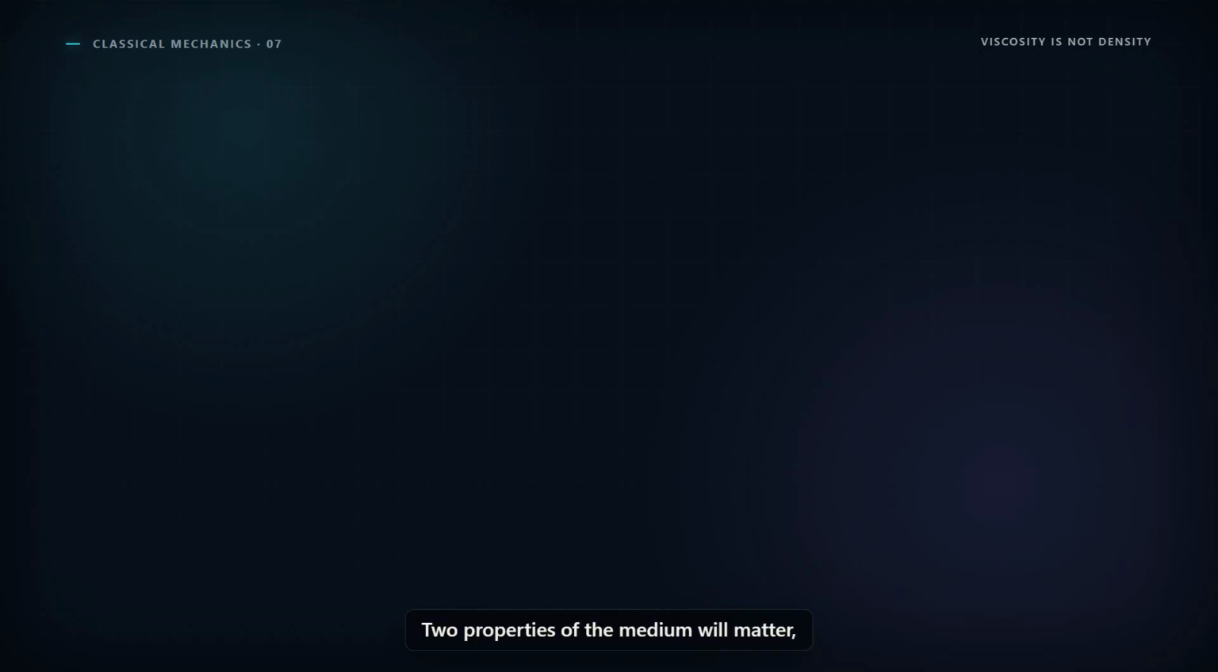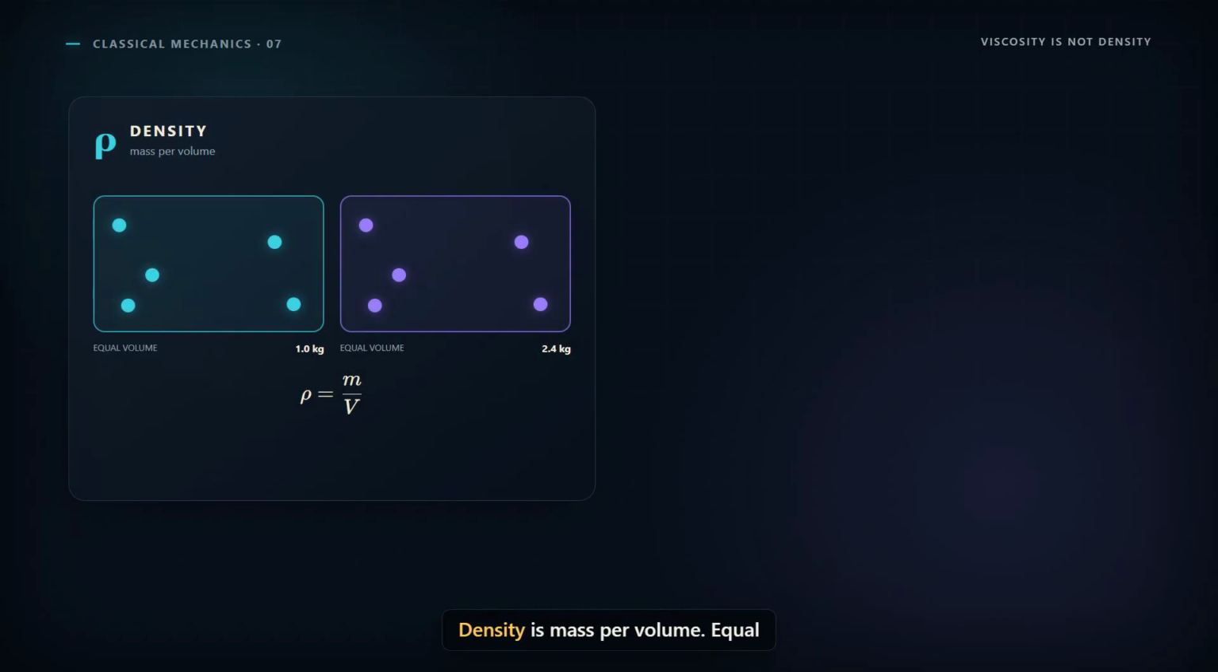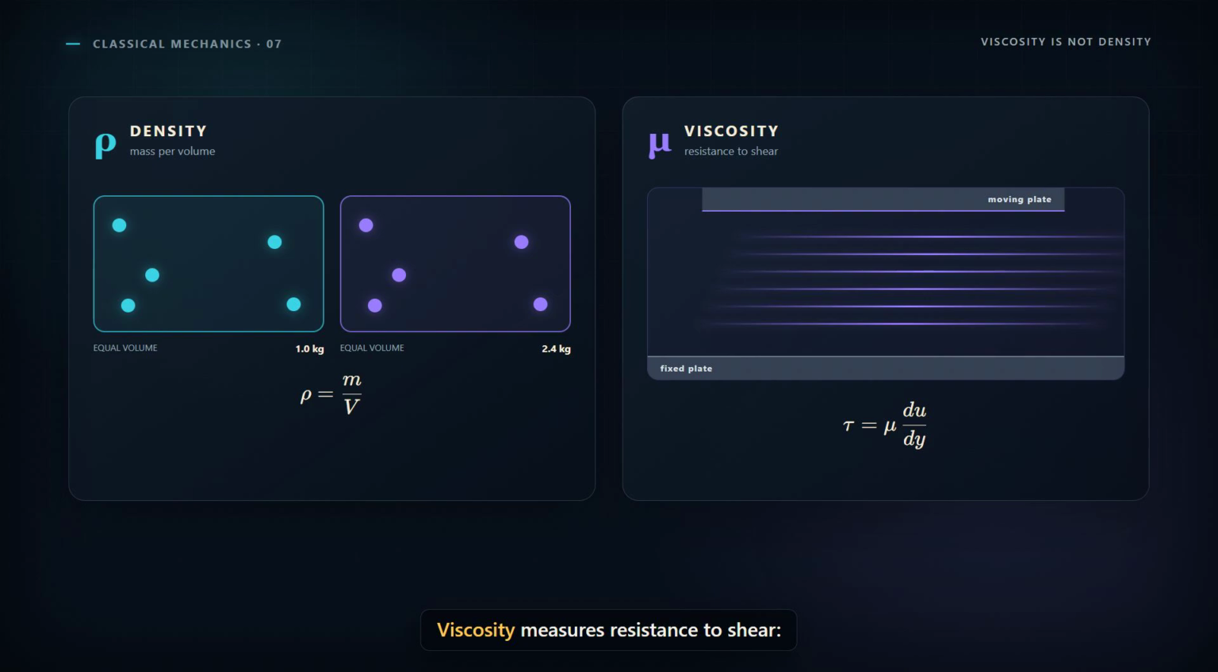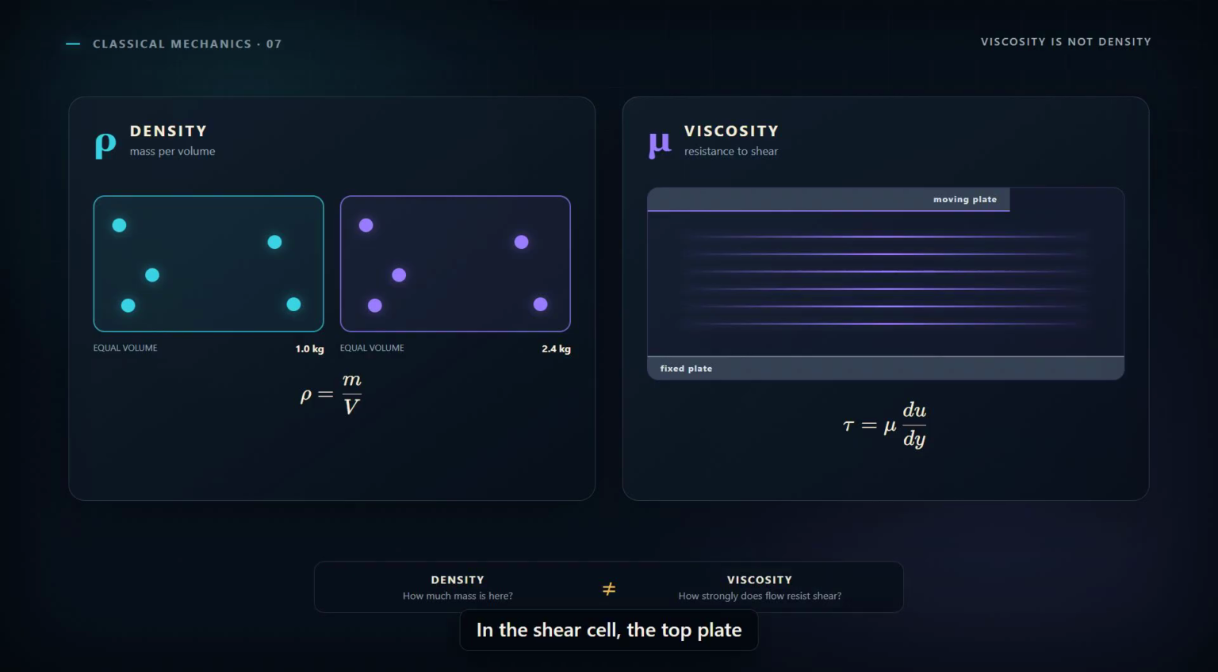Two properties of the medium will matter, and they are not synonyms. Density is mass per volume. Equal transparent volumes can contain different masses. The denser volume is heavier, even if it pours just as easily. Viscosity measures resistance to shear, how strongly neighboring layers resist sliding past one another. In the shear cell, the top plate tries to drag one layer past the next. A more viscous medium demands more force for the same velocity gradient. A fluid can be dense without being very viscous, or viscous without being especially dense. Density answers, how much mass is here? Viscosity answers, how strongly does the flow resist being sheared?